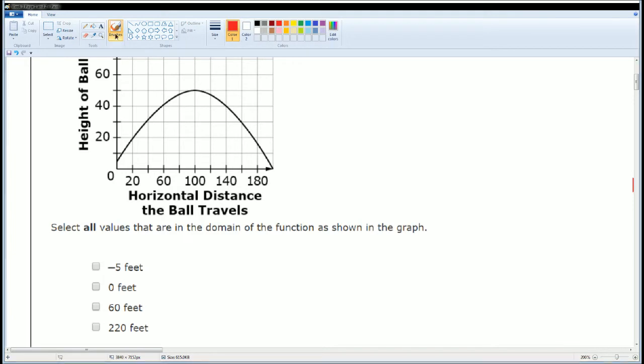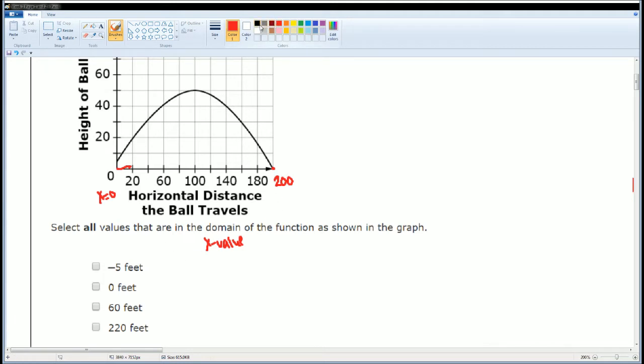The domain refers to all of our x values. If you look at our x values, it goes from x equals 0 all the way to this value. Do we know this number? Well, we know that each one of these goes by 20. So if this is 180, this is going to be 200, for reference. So let's see if these all make sense.